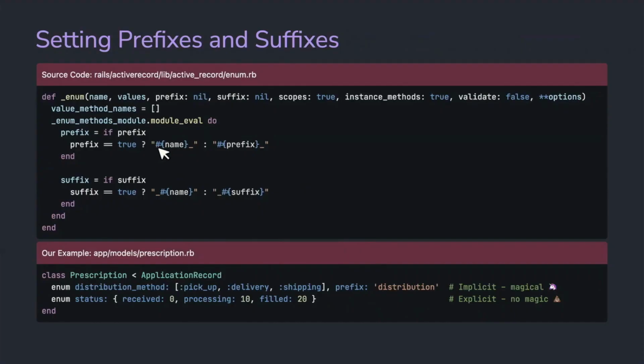And then here with the pound sign or octothorpe and the curly braces, this is how Rails does string interpolation. So here we're setting the prefix to distribution.